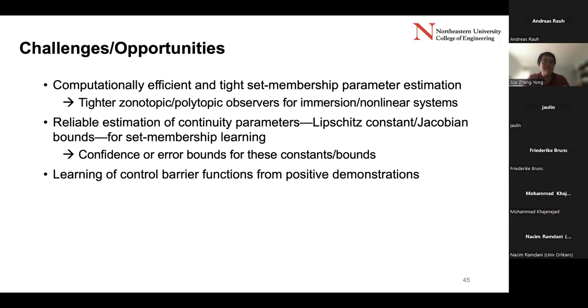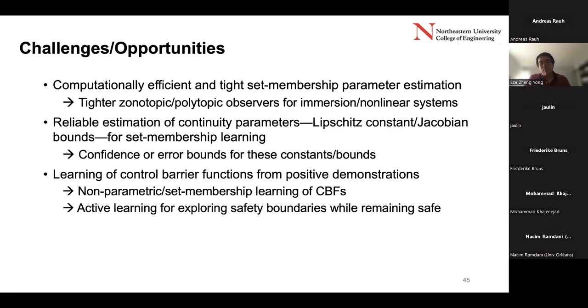So there are probably many more opportunities for learning control barrier functions. Specifically, we assume that the safety function is given, and we're just trying to robustly make sure that the system is safe. But maybe we can learn what the safety function should be from demonstrations. We could potentially use set membership learning methods for that as well. And one important thing is, when we are trying to learn the safety boundaries, how can we be safe while we actually do that?